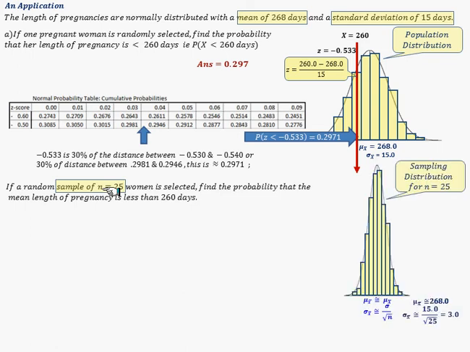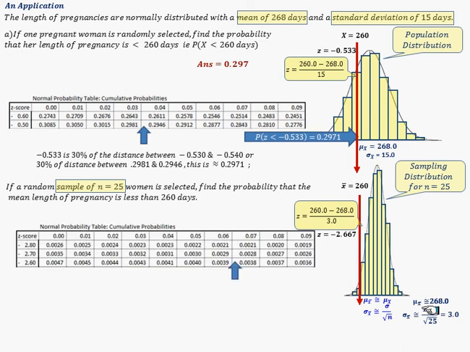We find that for the case of n equal 25, down here in the lower right, sigma sub x bar is sigma over square root of n, or 3. This means that if x bar is 260, notice we're working with x bars now, the z-score is 260 minus 268 divided by the standard error of 3. That's a z-score of minus 2.67, and the probability is 0.0038 or 0.004. 4 in 1,000 chances of this happening.